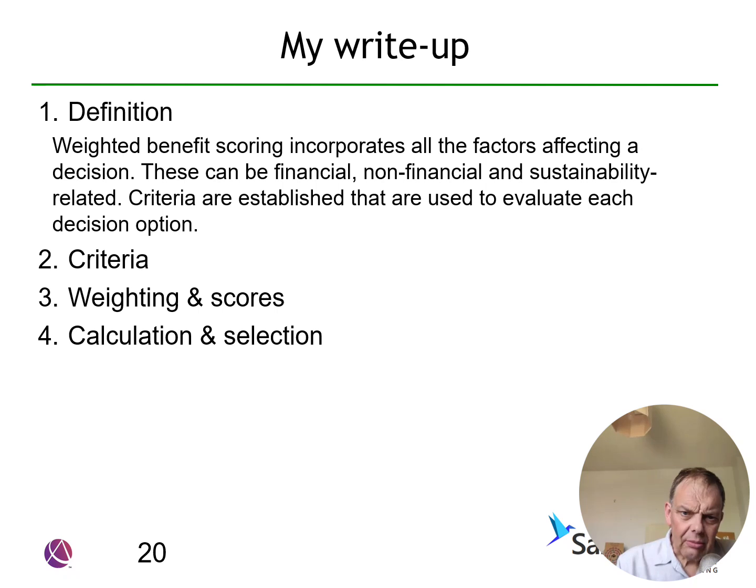My definition. Weighted benefit scoring incorporates all the factors affecting a decision. These can be financial, non-financial, and sustainability related. Criteria are established that are used to evaluate each decision option.